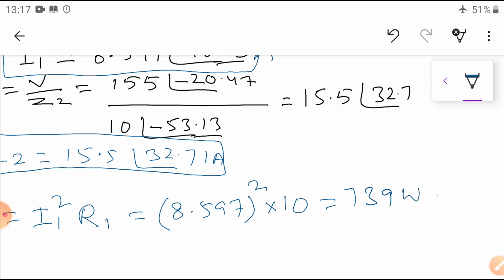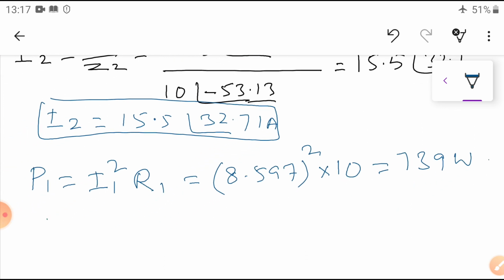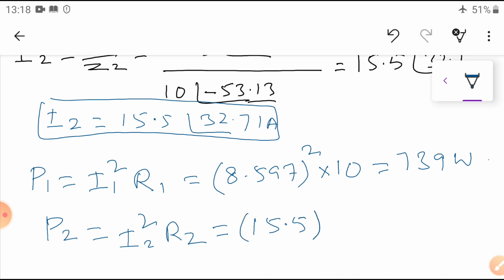Okay, so similarly you calculate the P2. P2 is equal to I2 whole square R2. So what is the I2? That is equal to 15.5 whole square into what is the R2? 6. So simply you multiply it, you are going to get 14.45 watts. So these are the P1 and P2.